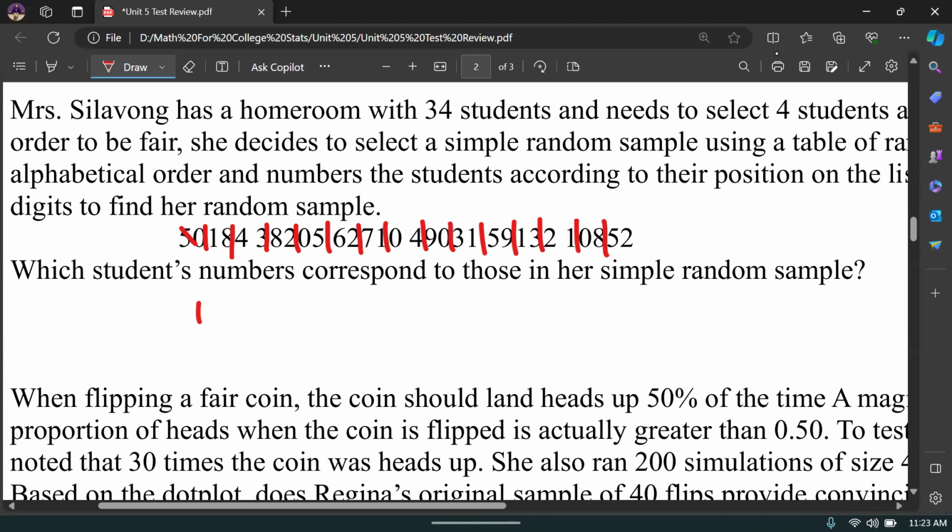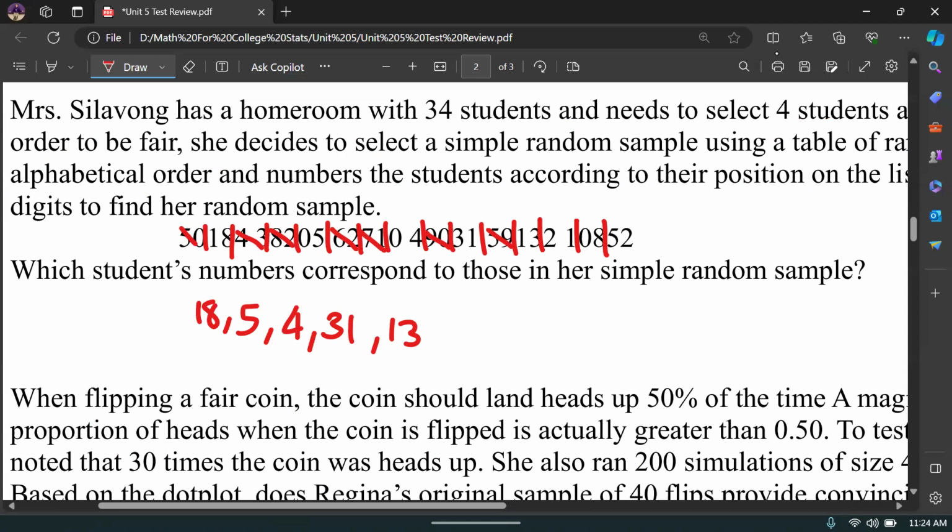But the next number, 18, is. Then we have 43. Again, that's not between 1 and 34. Neither is 82. But the number 5 is. Then I have 62, which again is too big because we're only looking from 1 to 34. 71 is too big. The next number is 4. Of course, then after that, 90 is too big. 31 is good. 31 is between 1 and 34. 59 is too big, and then 13 is good. There we go. And then the rest we didn't need.